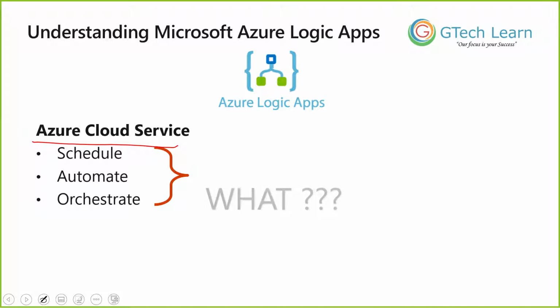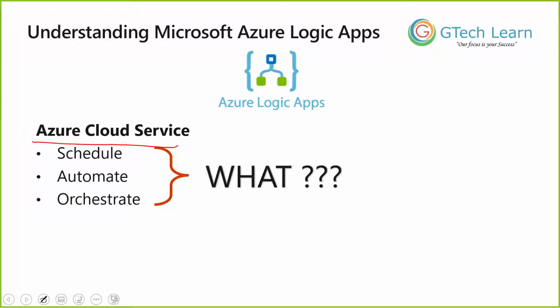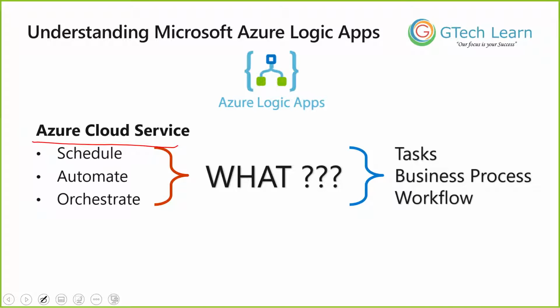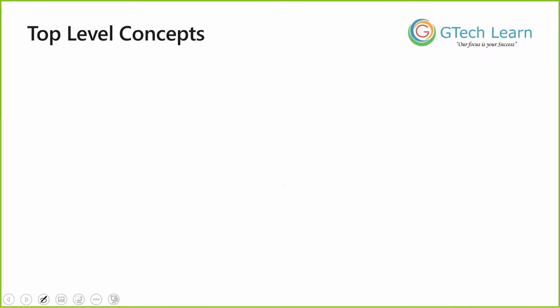But what exactly are we talking about here? What do we want to schedule, what do we want to automate, what do we want to orchestrate? Any kind of task, any kind of business process, or any kind of workflow you would like to schedule, automate, or orchestrate, for your marketing process automation, your Salesforce automation, any kind of custom API integrations or third-party integrations, you can start working with Microsoft Azure Logic Apps.